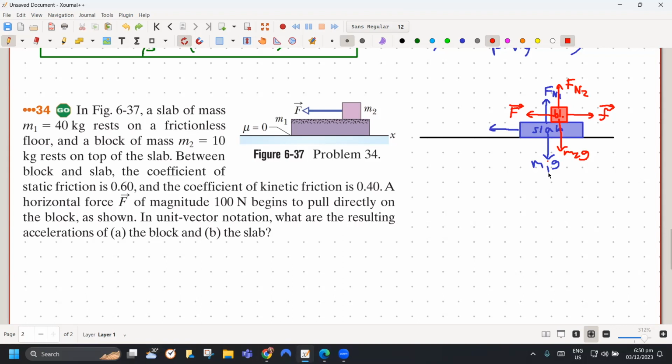Hindi pwedeng mangyari na gravity from the block. There's no such thing, parang yung exerted force from its weight. What kind of forces does the block exert on the slab? Wala. Okay, so downward. Ano yung downward force na yan?